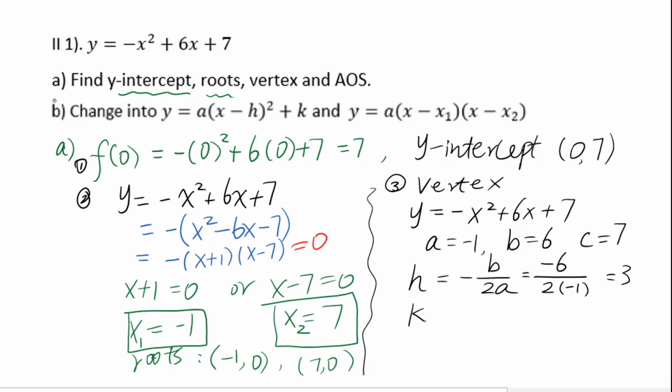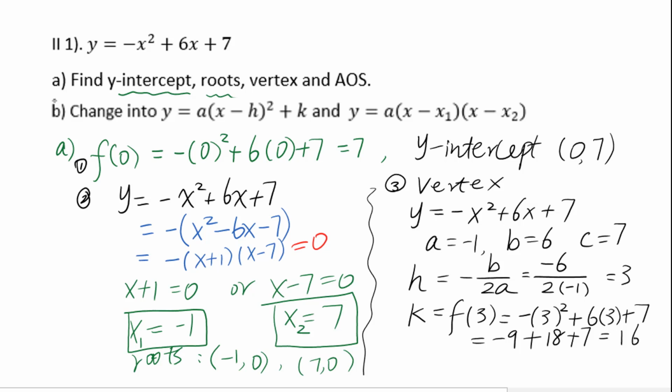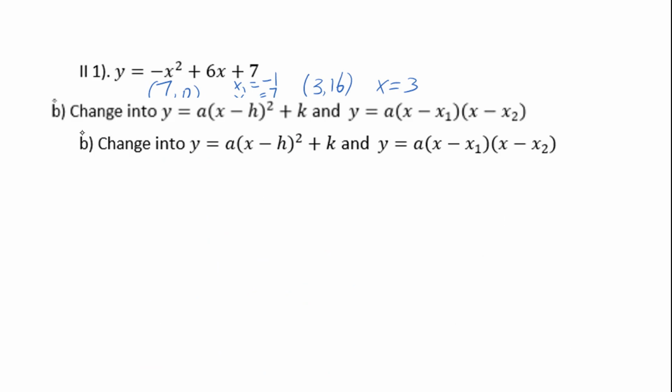Then you will get k equals f of 3, which means plug 3 into the original function. You will have negative 3 squared plus 6 times 3 plus 7. So you get negative 9 plus 18 plus 7. You will get 16. So the vertex will be (3, 16).